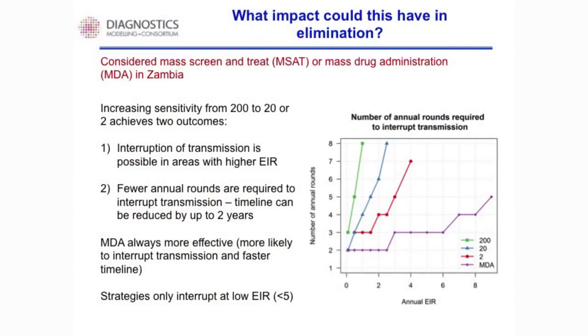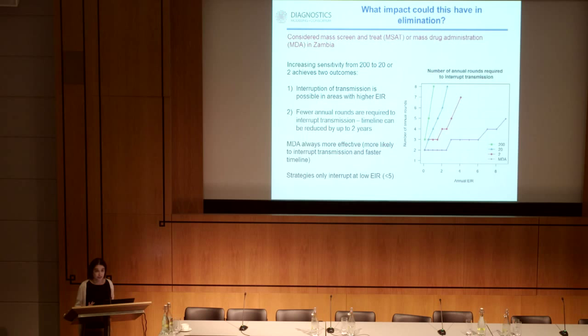And then finally, we wanted to relate that to what impact this could have in an elimination setting. There are 2 different ways that these mass drug administration scenarios are being trialled at the moment, and this is ongoing in Zambia. It's either through a mass drug administration where you don't care about the diagnostic, and that tends, of course, to always be more effective, as more people would be treated. But we're interested also in a mass screen and treat, because being repeatedly treated isn't always acceptable to the communities.